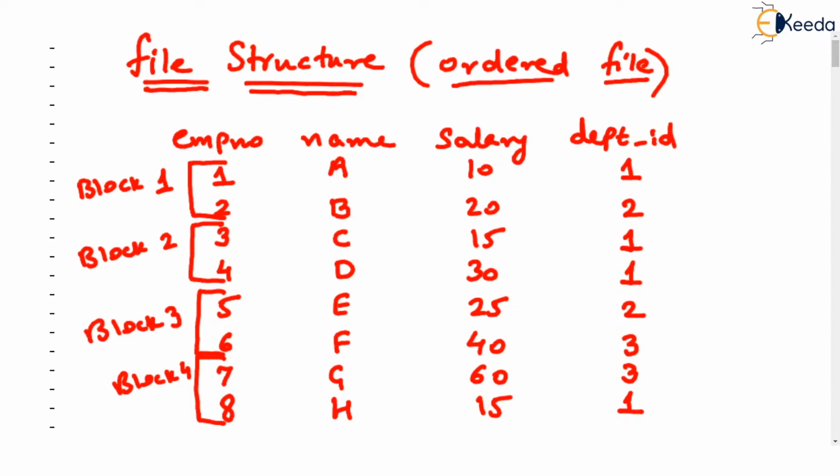Just imagine we have an EMP table stored on the hard disk, and it has columns like emp number, name, salary, and department ID, as you see. What you see here is that this table is ordered on the employee number column. You can see that all employee numbers are in increasing order. Such a file which is sorted, permanently sorted, because it is stored on the hard disk, such a file which is permanently sorted on some column of the table is called an ordered file.